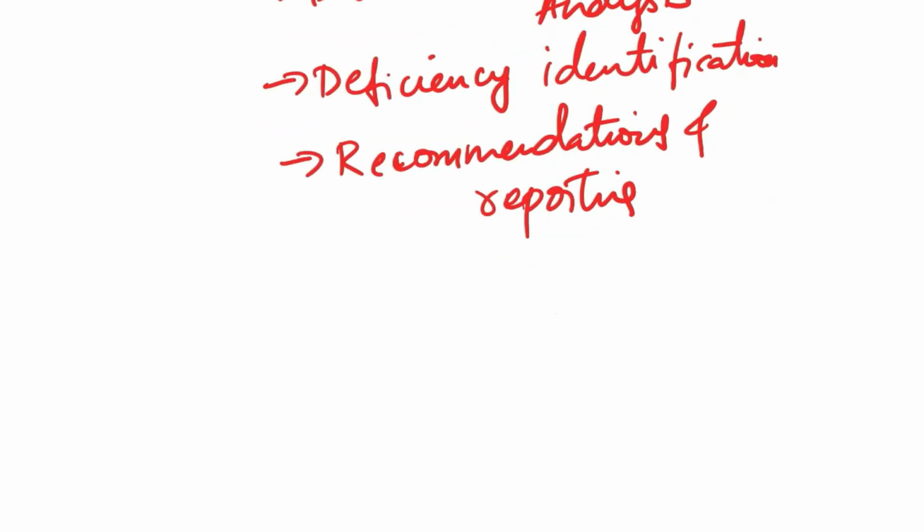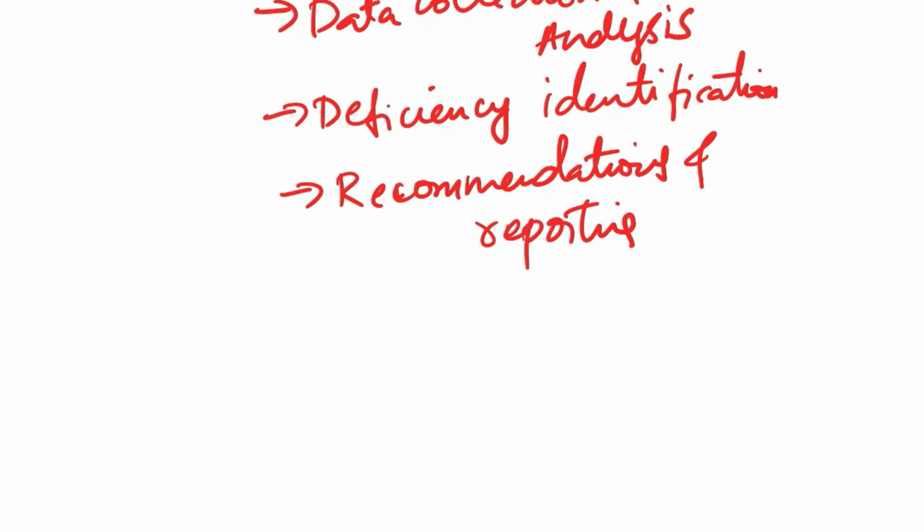Provide recommendations for addressing control deficiencies, including corrective actions and improvements. These should be practical and actionable. Summarize the results of control testing in an audit report, which typically includes an executive summary, detailed findings, recommendations, and management responses. Next is follow up and continuous improvement.